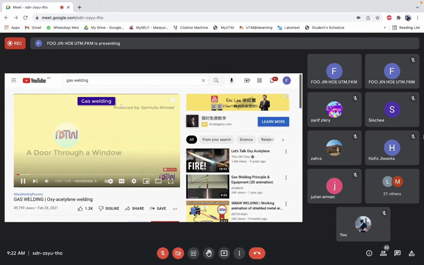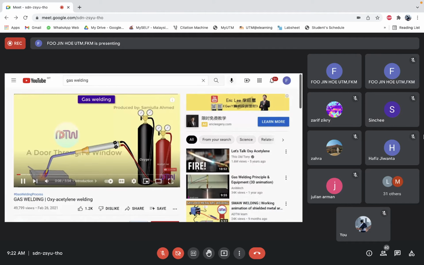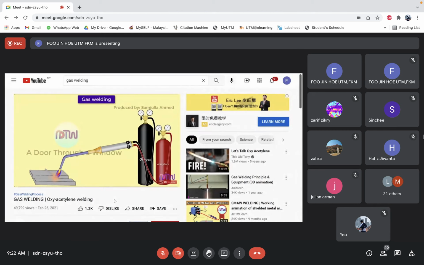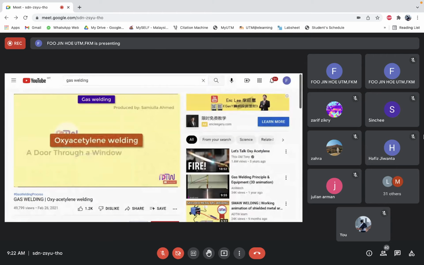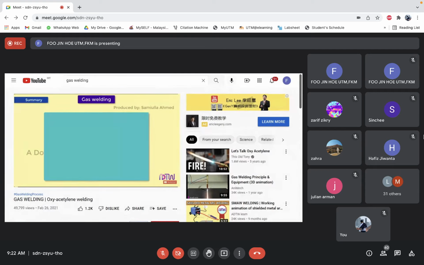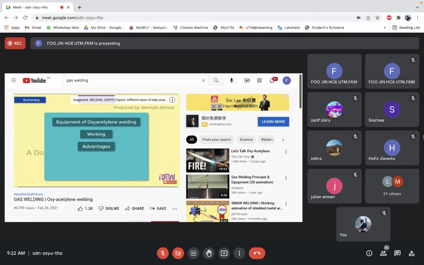Gas welding. Gas welding is a welding process that melts and joins metals by heating them with a flame caused by a reaction of fuel gas and oxygen. The most commonly used method is oxy acetylene welding, due to its high flame temperature. In this video we will cover the following about gas welding: equipment of oxy acetylene welding, working, advantages, disadvantages, and applications.